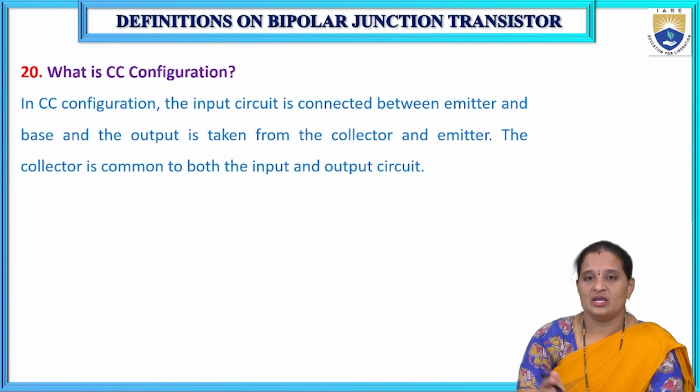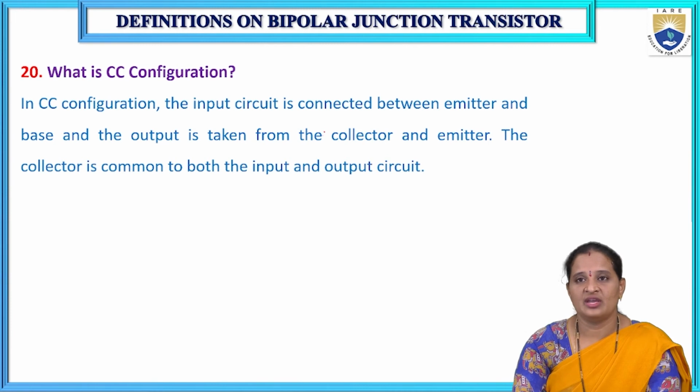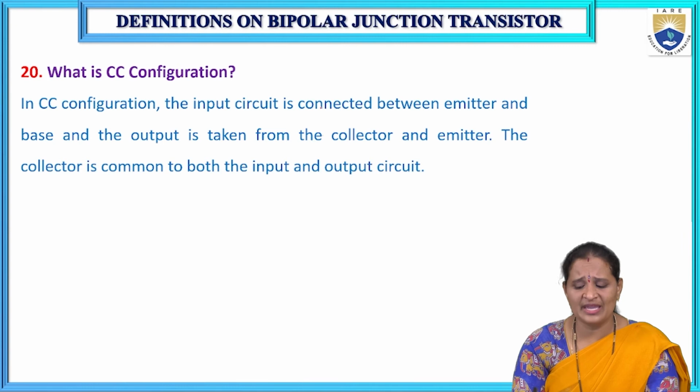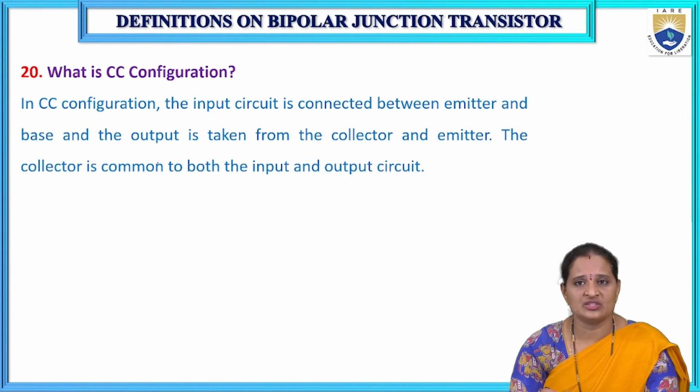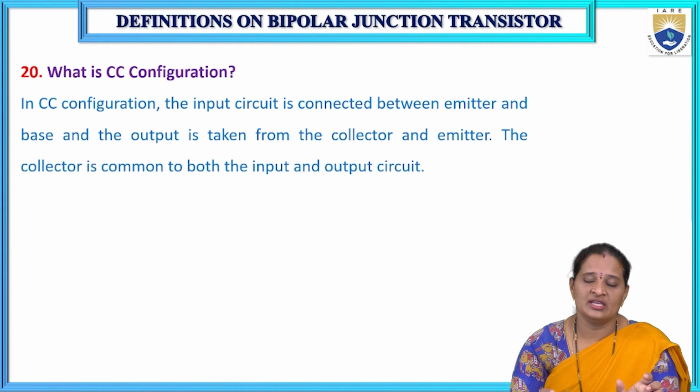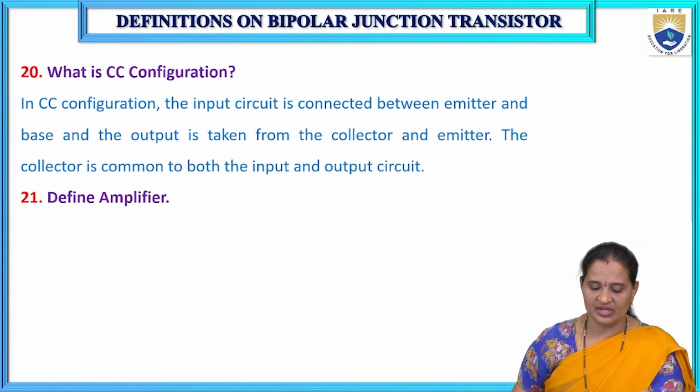Common collector. So common collector configuration is a configuration in which the base terminal is taken as input terminal and the emitter terminal is taken as the output terminal, whereas the collector is taken as the common terminal between the input and output is known as common collector configuration.